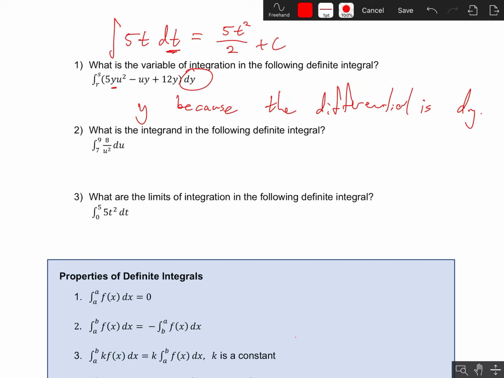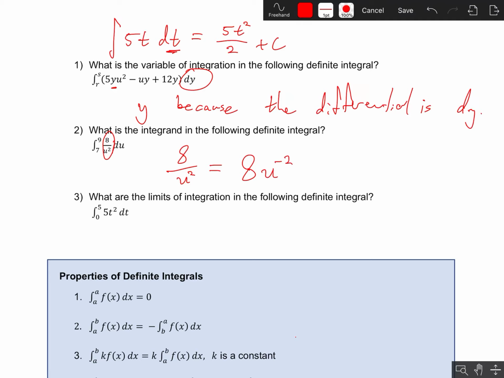In problem 2, remember the integrand just refers to the function that's being integrated. So the integrand here would be 8 over u squared. And we're going to need to deal with some negative exponents in a second, so let me remind you that if you wanted to write this all on one line, you could rewrite this as 8 times u to the negative 2, because a negative 2 exponent tells you to first take the reciprocal of u and then square it, so that these are equivalent expressions.